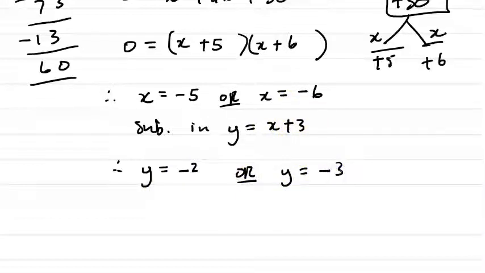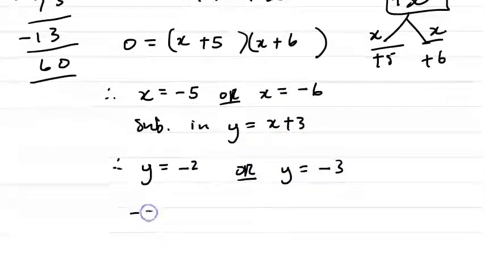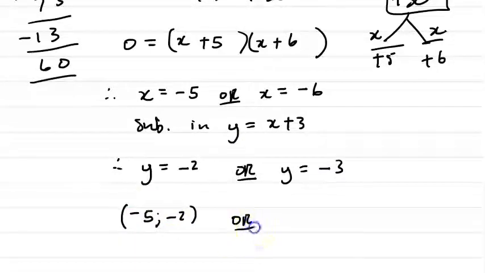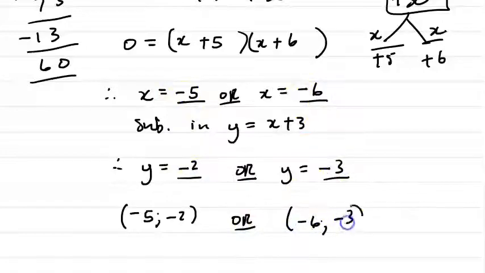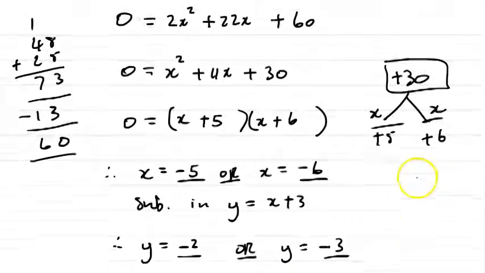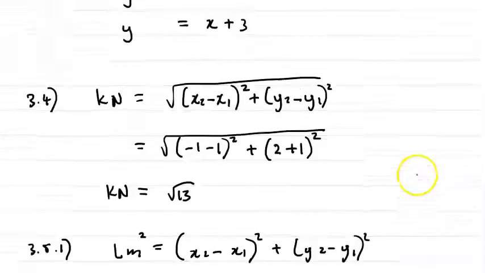So the possible coordinates of L will be (minus 5, minus 2) or (minus 6, minus 3). So we've got minus 5 and minus 2, and we've got minus 6 and minus 3. Alright? So that's our answer for 3.5.1.